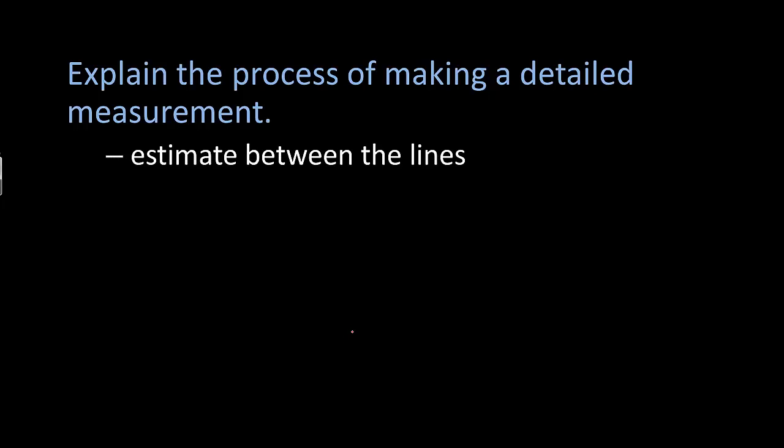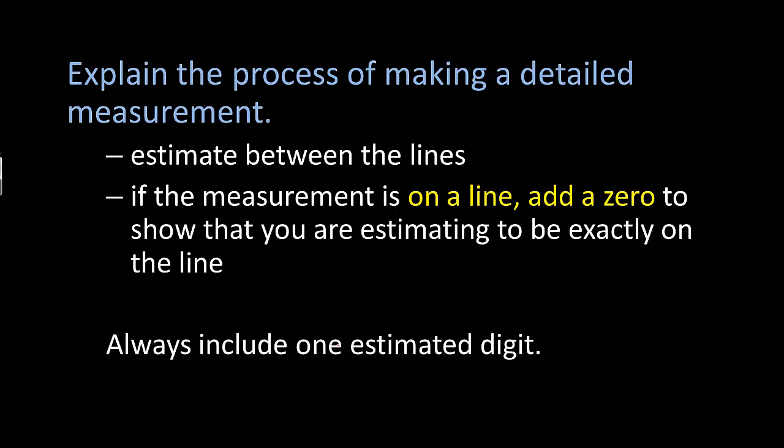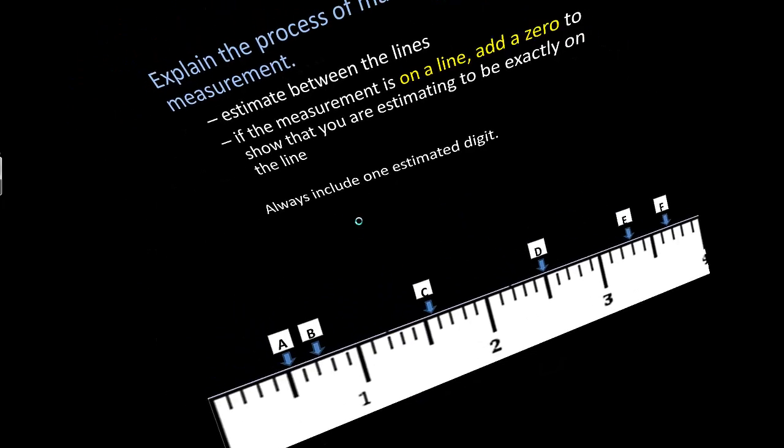Explain the process of making a detailed measurement. First thing you're going to do is estimate between the lines. If the measurement is on a line, you're going to add a 0 to show that you are estimating to be exactly on the line. Always include one estimated digit. Let's do A and B together, and then you do the rest on your own.